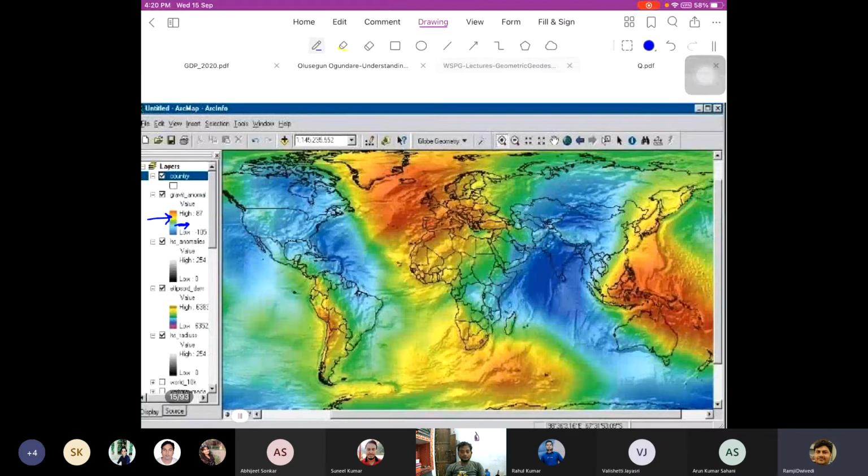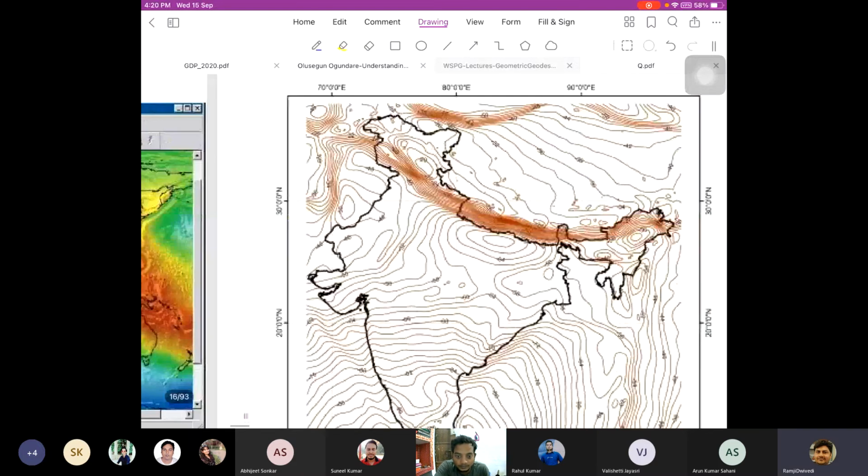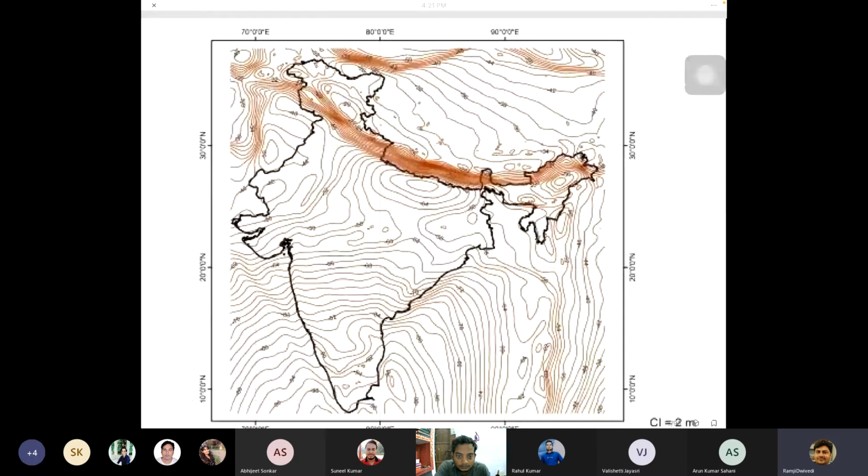And there is one student who at some point discussed EGM 2008. So EGM 2008 is one of the geoid models published in 2008 and still being used. And recently, in 2020-22, we'll be having a new geoid model. But this is the way you can see the whole topographical distribution around the globe. Okay.